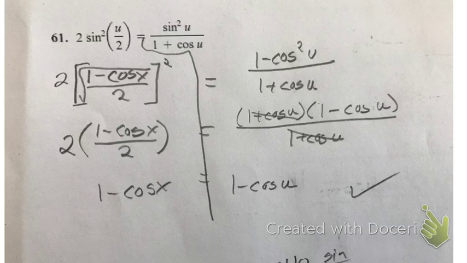I'm left with 2 times 1 minus cosine x over 2. Multiply by 2, and I'm left with 1 minus cosine x. I can't go much further than 1 minus cosine x, right?